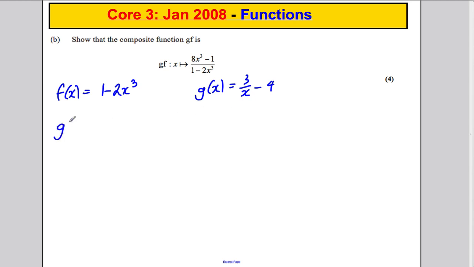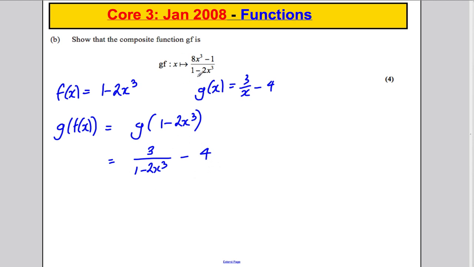So if we're working out g of f of x, what we're doing is putting f of x into g. So really we're working out g of 1 minus 2x cubed. So it's a case of substituting this in for x in this equation. So we would say 3 over 1 subtract 2x cubed subtract 4.